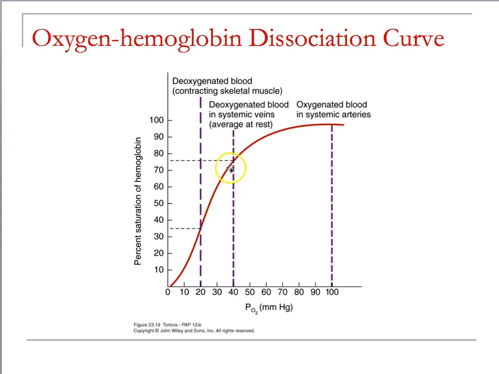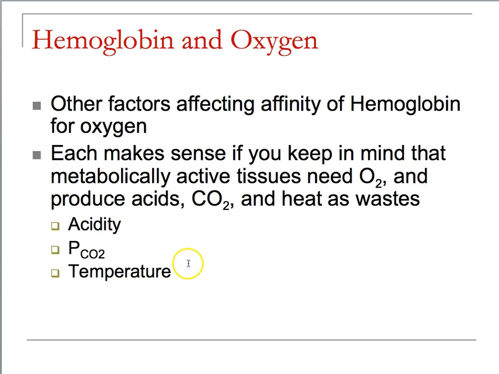And this point of inflection here is where you actually have deoxygenated blood that's traveling inside the circulatory system, inside the veins of the body. And remember, that's about 75%. Okay? So this is that 25% difference. So what's really going on here is actually kind of cool. Okay? Other factors affecting the affinity of oxygen have to change how oxygen binds to hemoglobin.